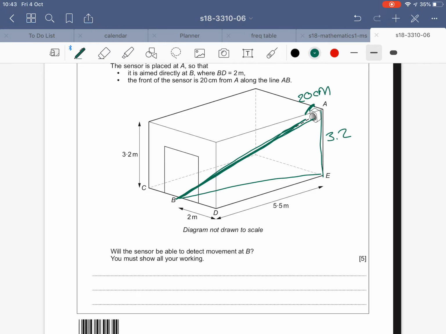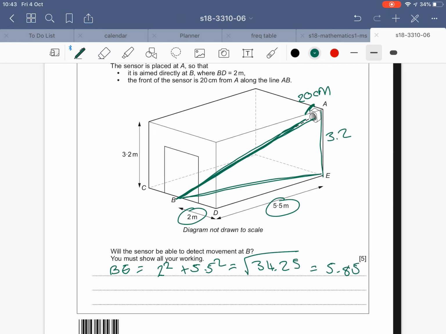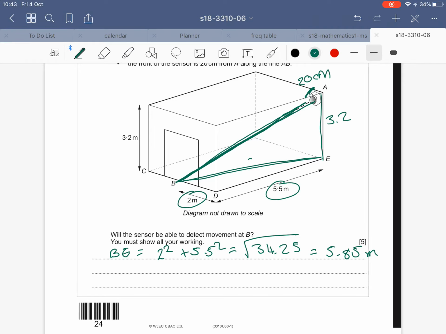So in order to find this one, we're going to need this length here, BE. To do BE, we can see that this is 5.5 and 2, so we know that's the hypotenuse. So I can do 2 squared plus 5.5 squared, and then that is 34.25. Square root that, and I get 5.855 meters. So I've got this as 5.85 meters.